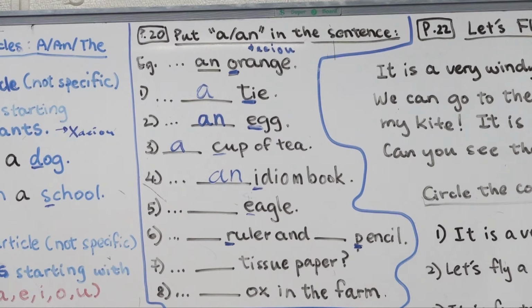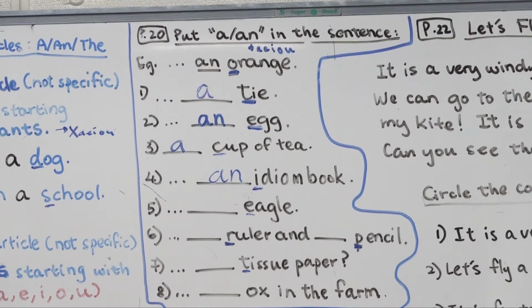Number 7. May I have blank tissue paper?